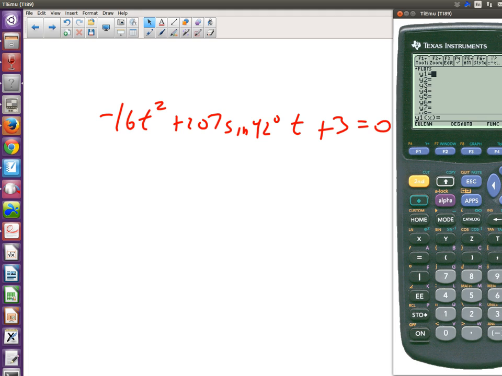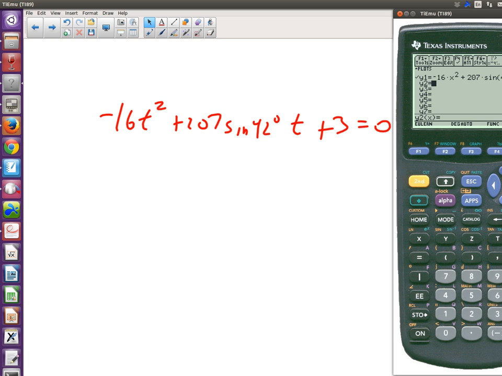Now I'm in function mode, so the t's are going to be x. Negative 16 x squared plus 207 sine of 42, again x for function mode, plus 3. Okay. Now let's graph that.